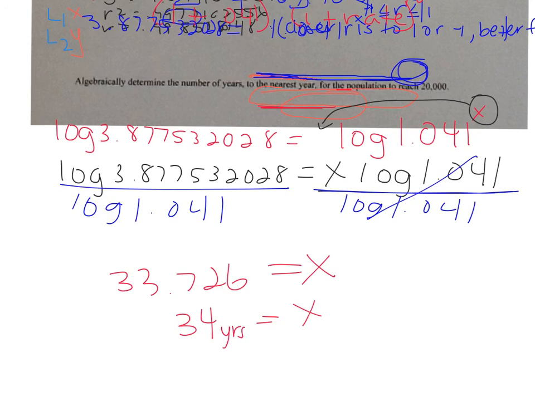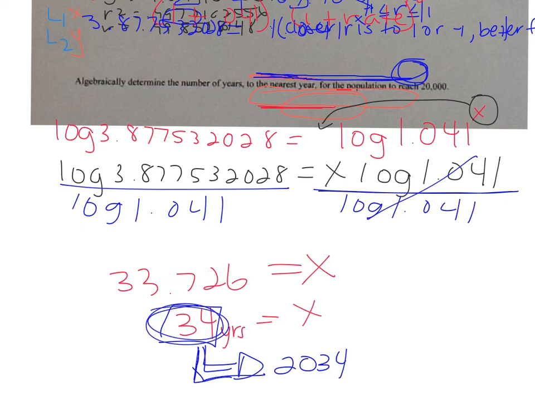If it asked what year, you would take that, right? And remember, x represents the number of years since 2000. So that would be in 2034 if it asked what year. All right, but it will take 34 years.